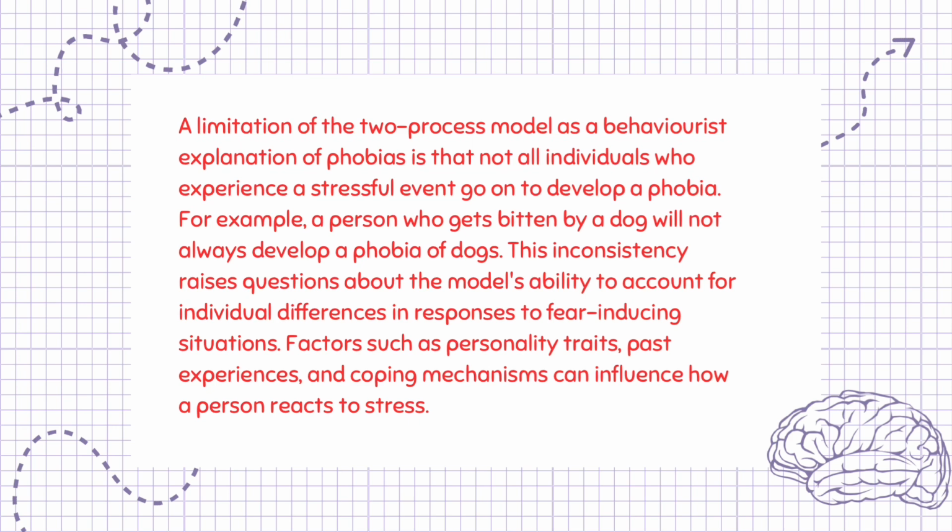A limitation of the two-process model as a behaviorist explanation of phobias is that not all individuals who experience a stressful event go on to develop a phobia. For example, a person who gets bitten by a dog will not always develop a phobia of dogs. This inconsistency raises questions about the model's ability to account for individual differences in responses to fear-inducing situations. Factors such as personality traits, past experiences, and coping mechanisms can influence how a person reacts to stress.